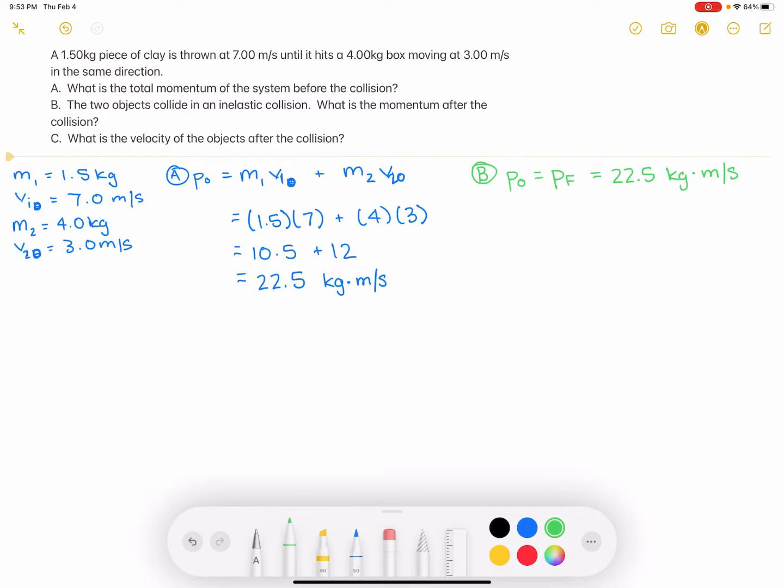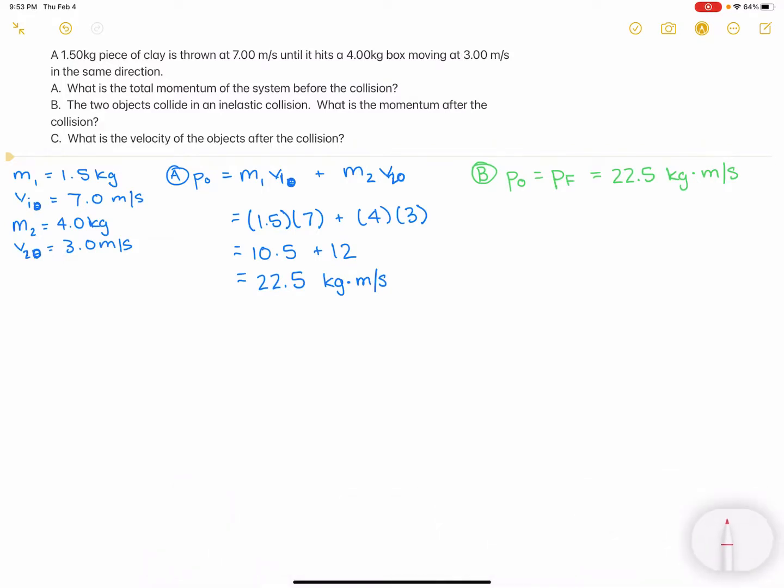Okay, now part 3 wants to know the velocity of the objects after the collision. Since this is an inelastic collision, the two of them are going to stick together. So we have our piece of clay and we have our box. They're both moving this way, right? That's before the collision. And then after, we have the box and the piece of clay is attached to the box and they're both moving off together.